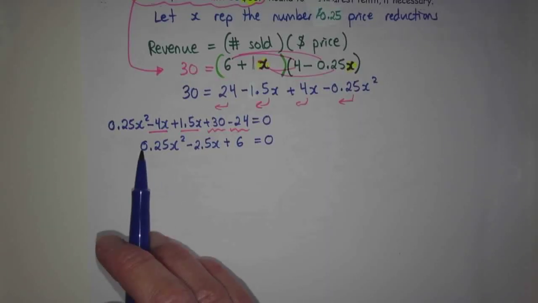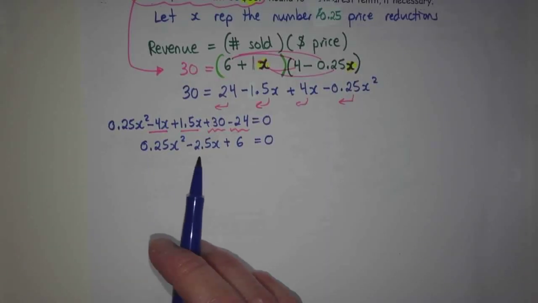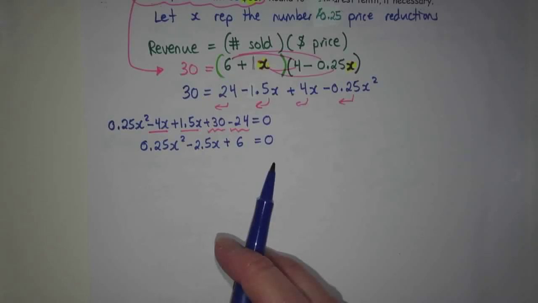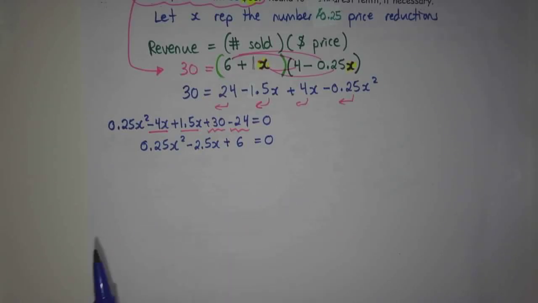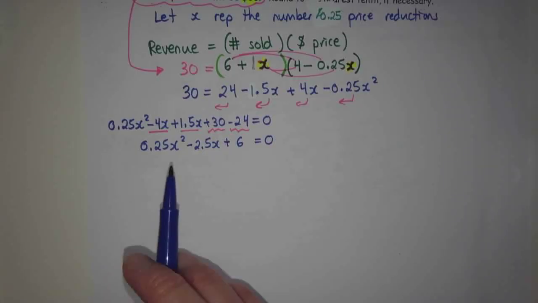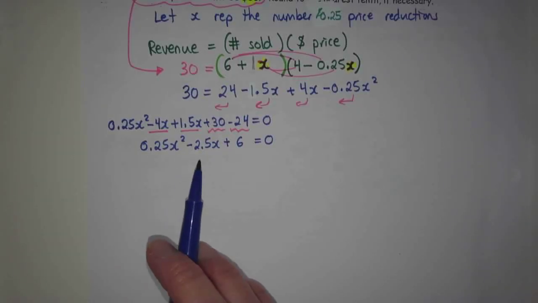Okay, you're allowed to divide the whole thing by 0.25 if you want to. Not everyone always sees that, so it's okay if you don't. And some people just go right ahead and use the quadratic formula. But you are allowed to factor if possible.